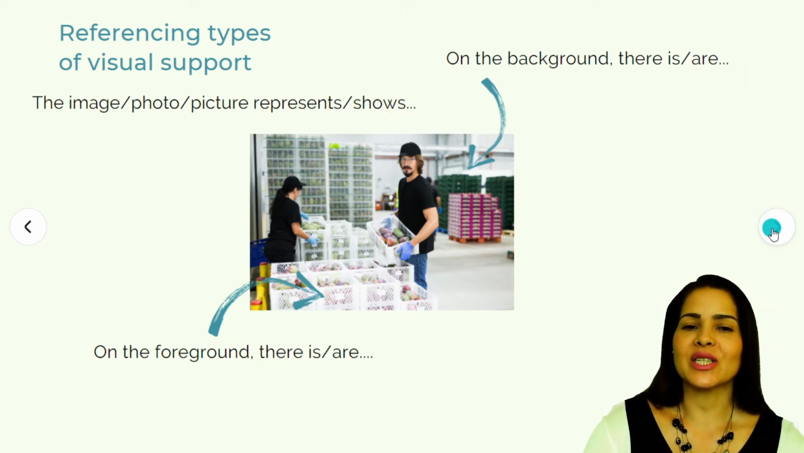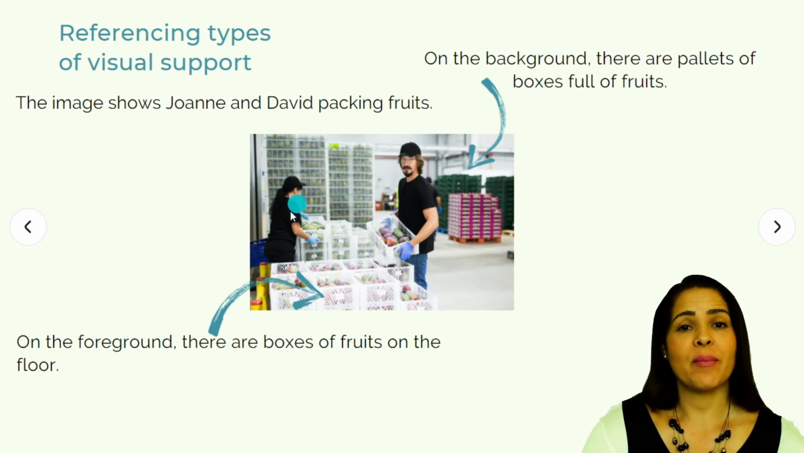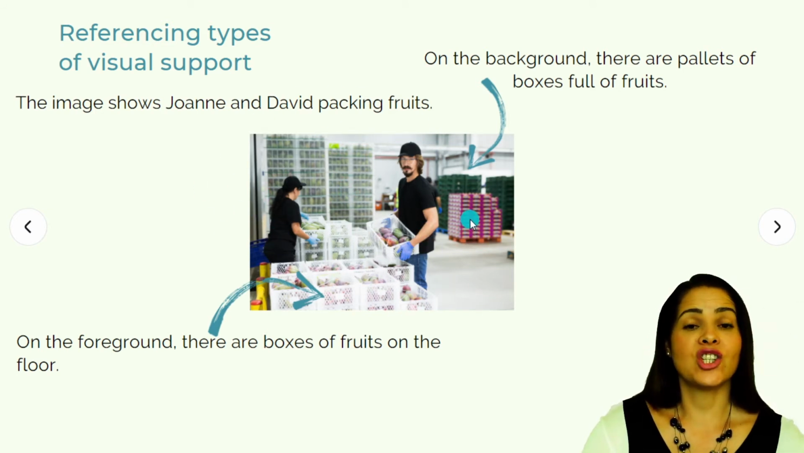Let's see my suggestions. The image shows Joanne and David packing fruits. So this is the general scenario of the image.